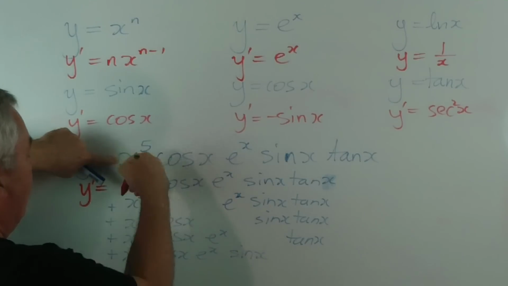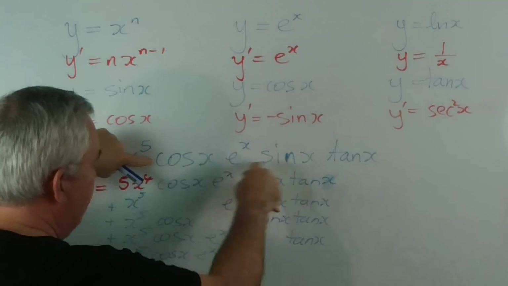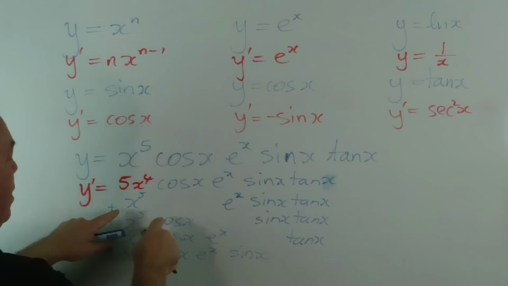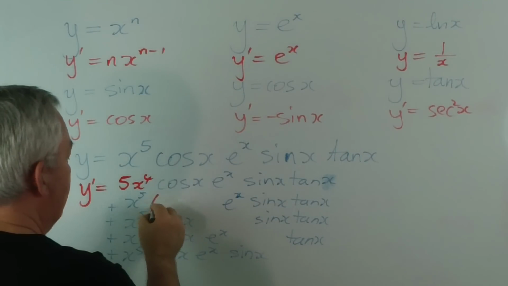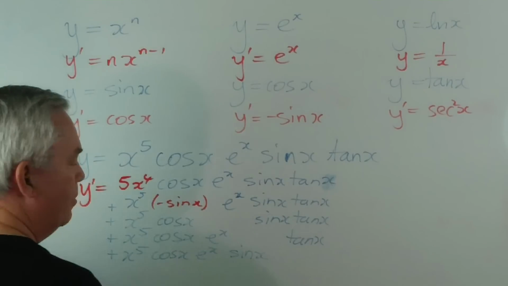The derivative of x to the power 5 is 5x to the 4 times whatever's left, which we've already written. The derivative cosine of x is minus sine x times the remaining 4 functions.